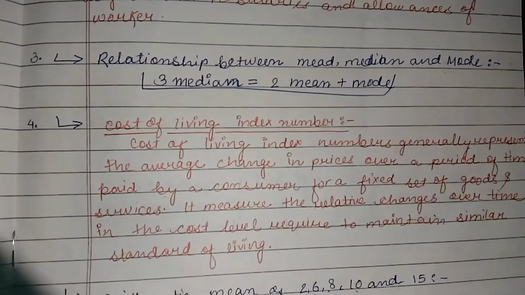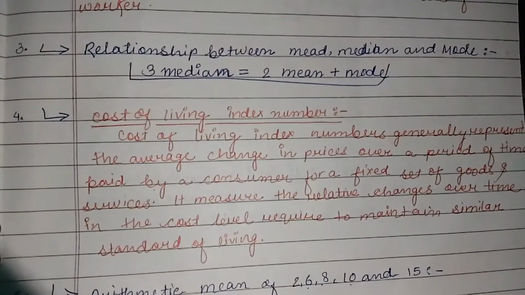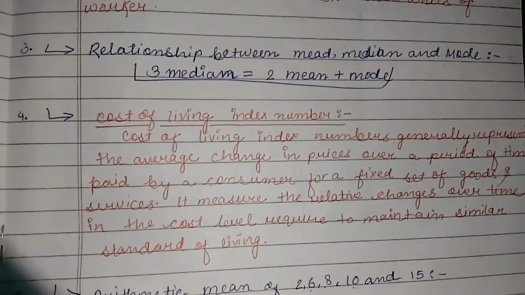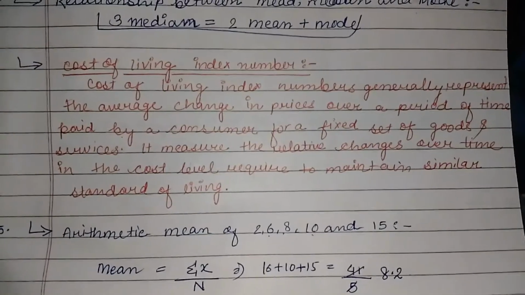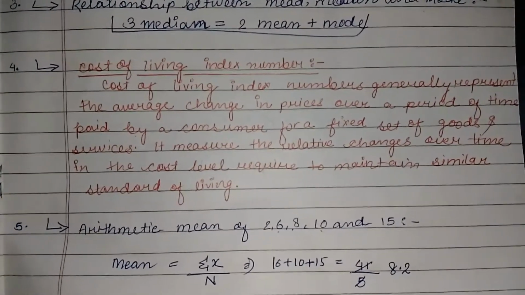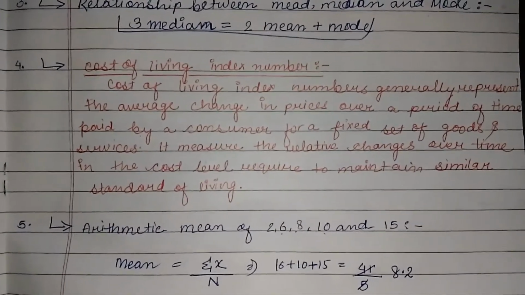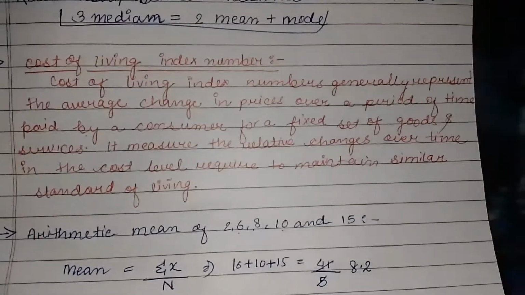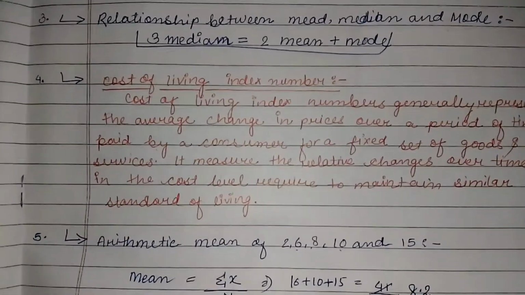Number 3, relationship between mean, median and mode. The relationship between mean, median and mode is 3 median equals to 2 mean plus mode. Number 4, cost of living index number. Cost of living index number generally represents the average change in prices over a period of time paid by a consumer for a fixed set of goods and services. It measures the relative changes over time in cost level required to maintain similar standard of living.